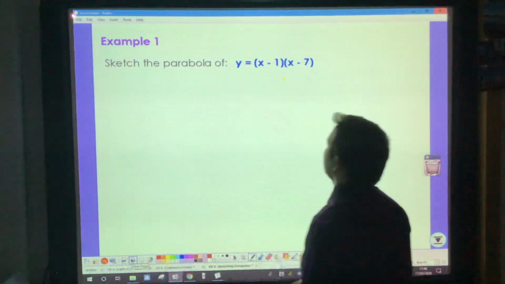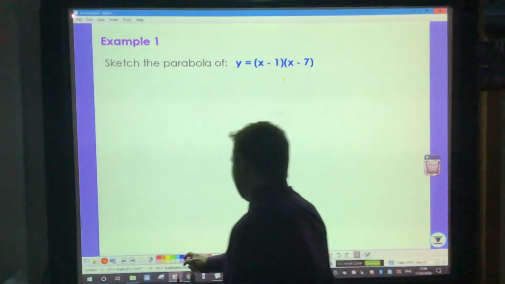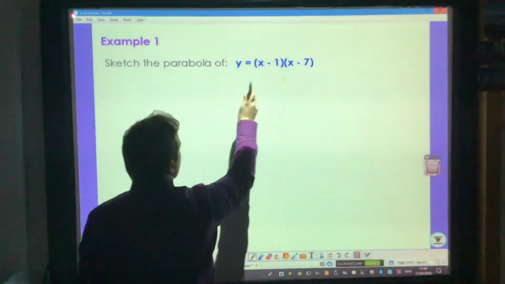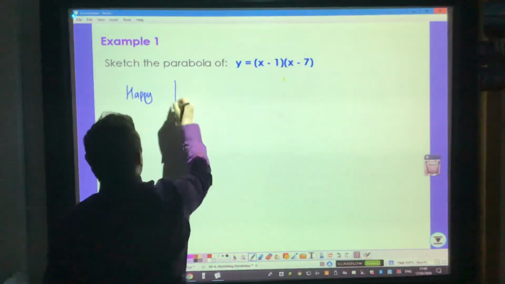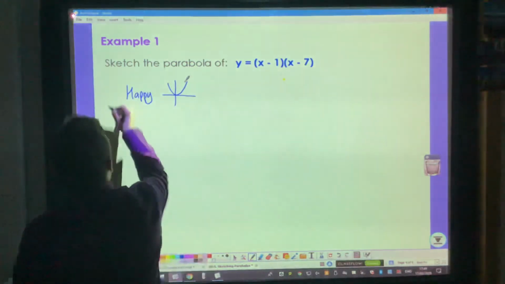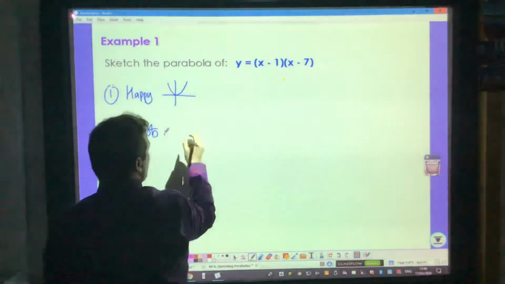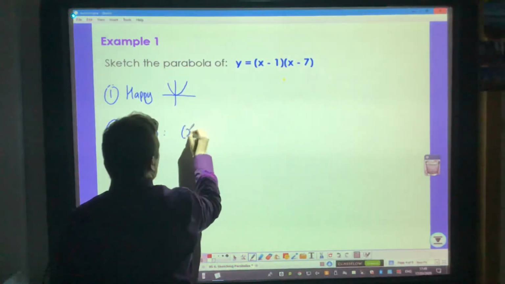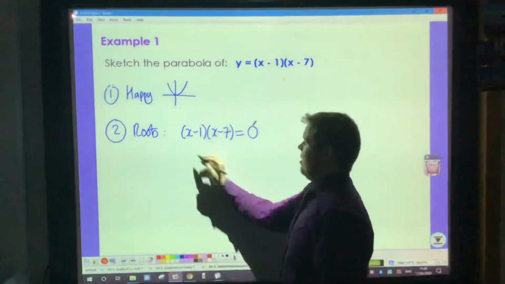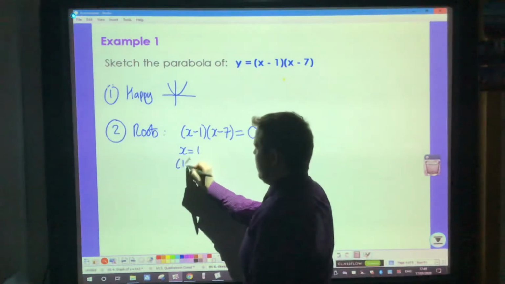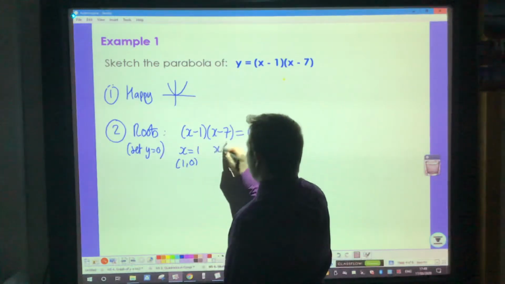So, sketch this parabola. Okay, this is good because we've already got it factorised. So, first of all, how are we going to know if it's happy or sad? Well, x times x is x squared, so this is a happy graph. So it's going to look like that. Step 2, the roots. So what we are going to do is go for x minus 1, x minus 7 equals 0. The good thing is, already factorised, that is where x is 1, so that's 1, 0, because we've essentially set y equals 0, and that is x equals 7.